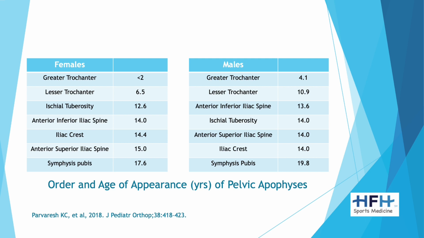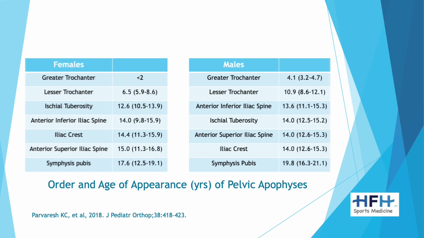You can also see that the ages are quite different, appearing in as little as under 2 years or 4 years of age for the greater trochanter to as old as 17.5 to nearly 20 years of age for the symphysis pubis. The numbers seen here are the mean ages at the time of appearance. You can see, however, there is a wide range of ages at which these apophyses may appear both in females and in males.